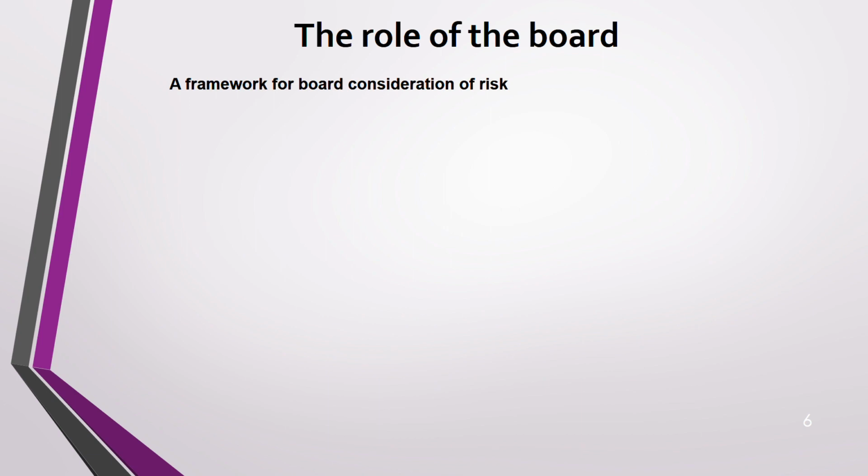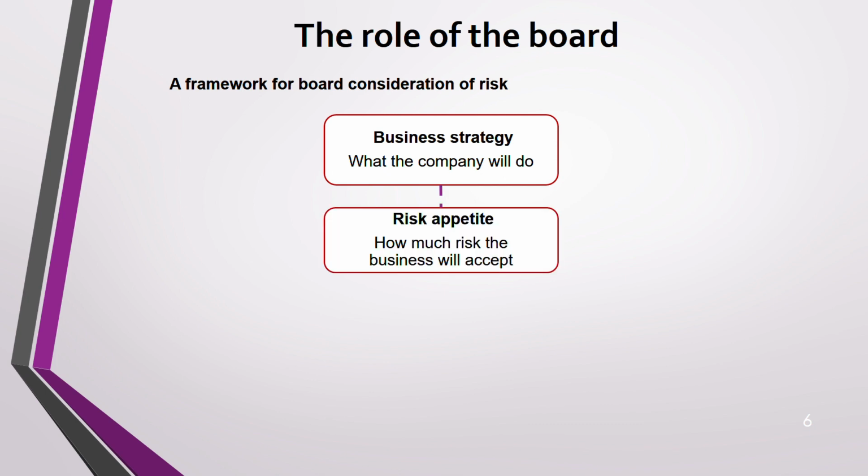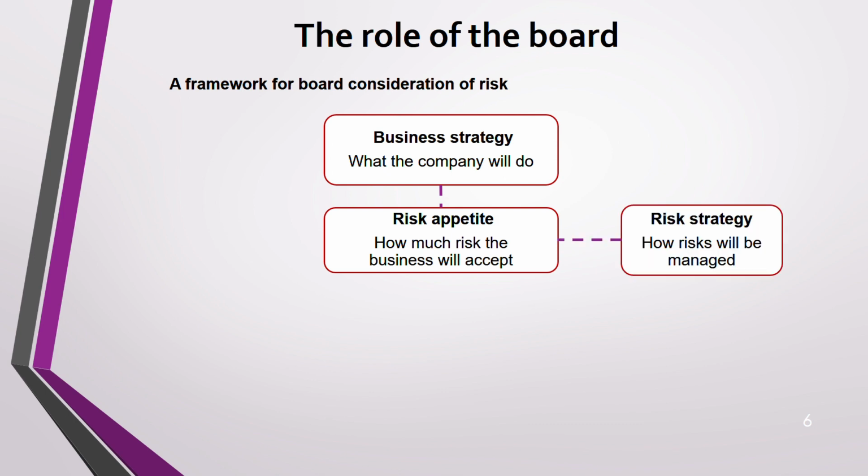Now, what is the framework? This is a framework for how they consider risk. What the business will do, that is the business strategy. Then comes the risk appetite, how much risk the business will accept. How risk will be managed, that is the risk strategy. Residual risk means risk that cannot be managed. After you have managed the risk and the strategies are done, some risks are left, known as the residual risk. Residue means leftover, you cannot manage it.